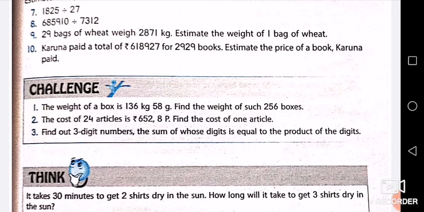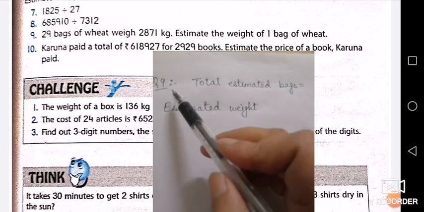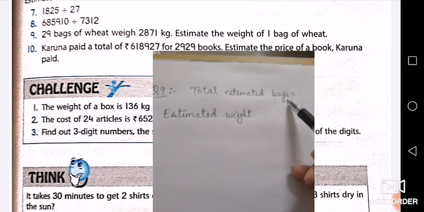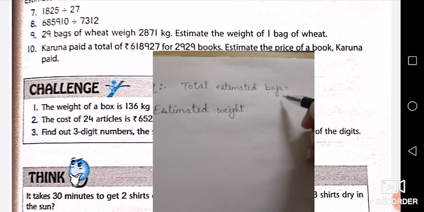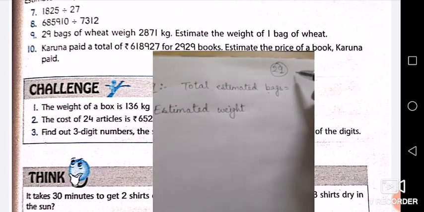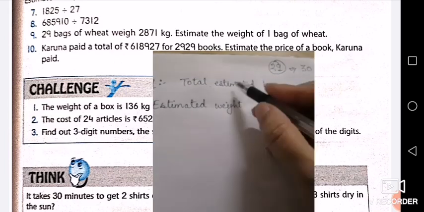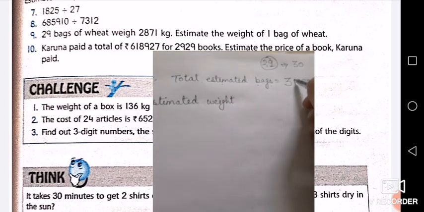Estimation is clear. Then we'll move to the question part, how you are going to frame the sentences and write the statement of the question. Okay, so let's start question number 9. Total estimated bags, the number of bags is 29. Round off of 29 will be, as I told you, 9 is more than 5, so 1 will be added on this place. 2 plus 1, 3, so 30 will be there. So total estimated bags will be 30.